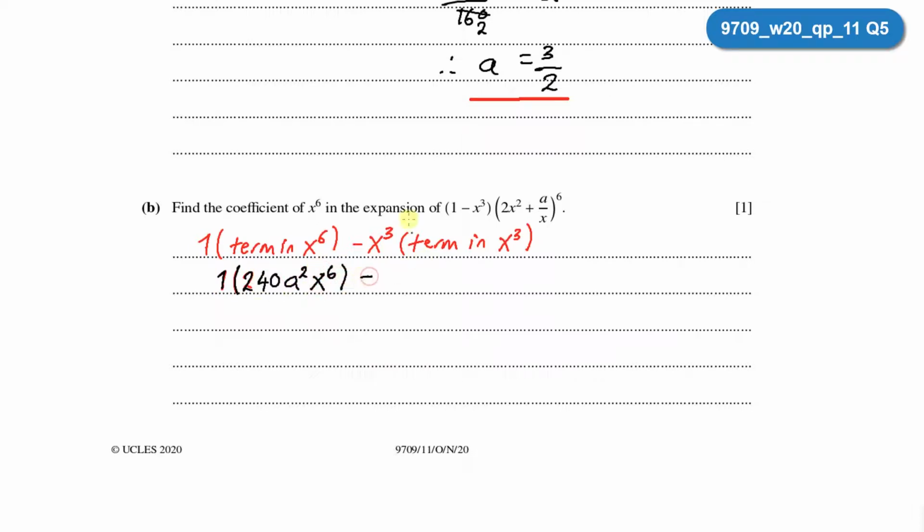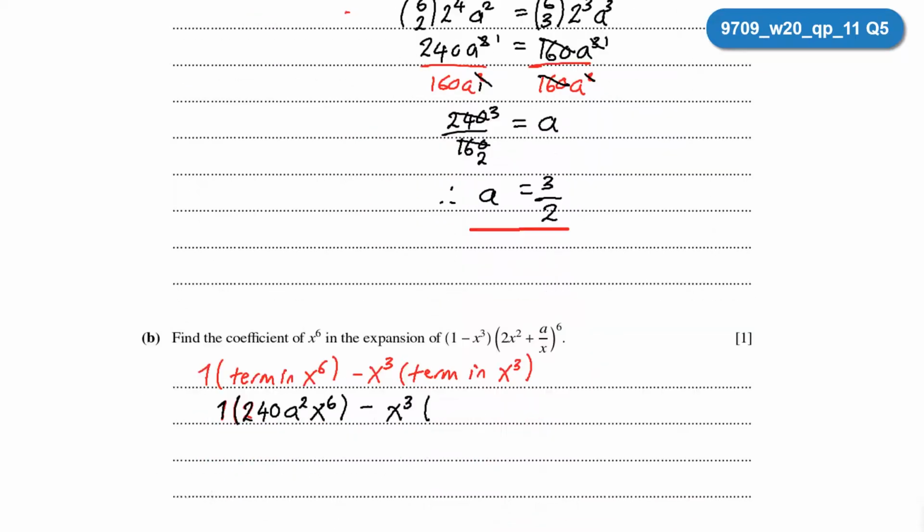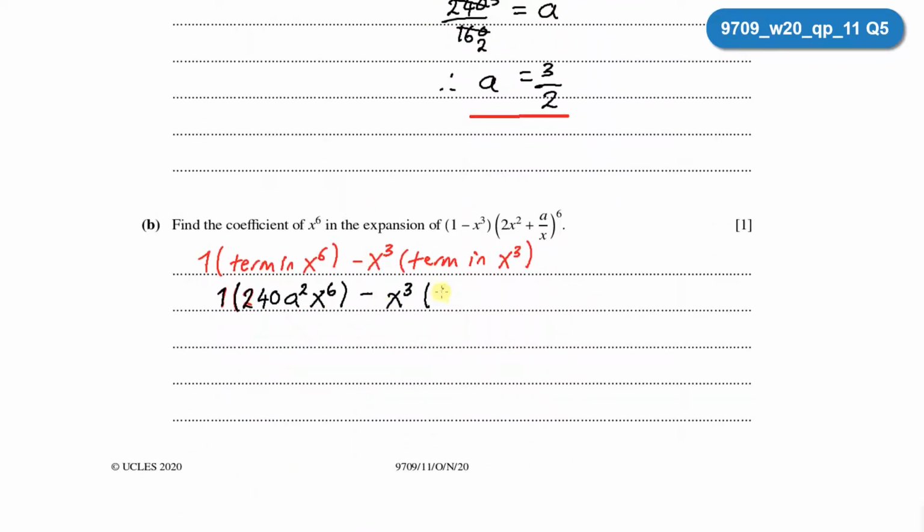And that's minus x cubed times the term in x cubed in the binomial expansion. We had gotten the coefficient of x to the power 3 as 6 choose 3 times 2 cubed times a cubed, which then came out to be 160a cubed. So that's what we're going to use here. So that will be minus 160a cubed, and that will be x cubed. So we can simplify this.